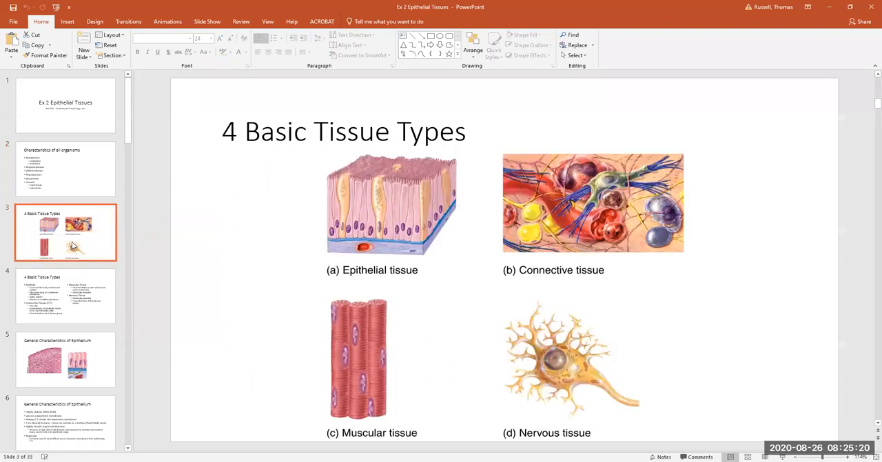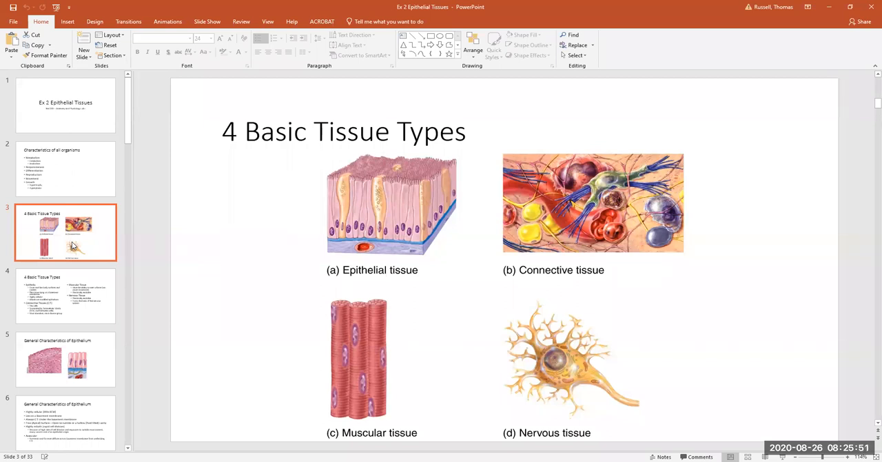Now, there are four basic types of tissues that make up everything in our body, which is kind of strange if you think about it. I mean, our brain is different. We have a liver, our stomach, our intestines, lungs, you know, our skin. We have all kinds of different cells, the cells that make up the different parts of the eyeball. So it's kind of strange to think that every single thing in our body is made up from four different tissues, but we have four basic tissues.